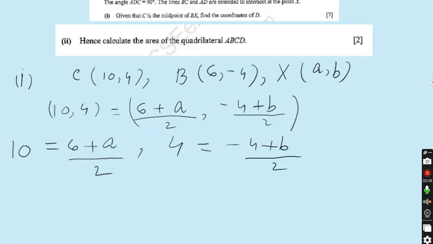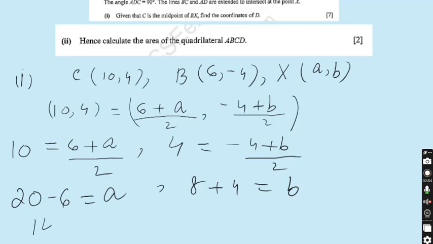So 2 zeros are 0, minus 6 is equal to a, and 2 fours are 8, minus 4 becomes plus 4, is equal to b. 0 minus 6 is minus 6, a. 8 plus 4 is 12, b. The coordinates of X become (-6, 12). This is the first step of the question.